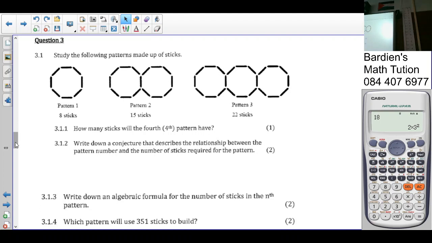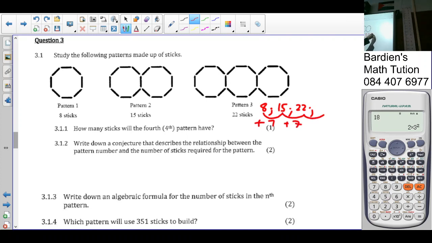So the question says in 3.1.1, how many sticks will there be in pattern 4, or the 4th pattern? If you look at the sum here, we have 8, 15, 22. So how do you move from one to the next? You added 7. So in other words, I have to add 7 again. 22 plus 7 is 29. So therefore pattern 4 will be 29 sticks. Are you all okay with that? Or T4 for term 4.